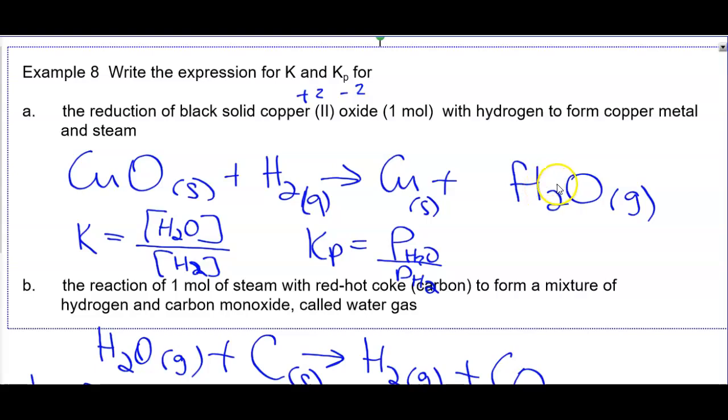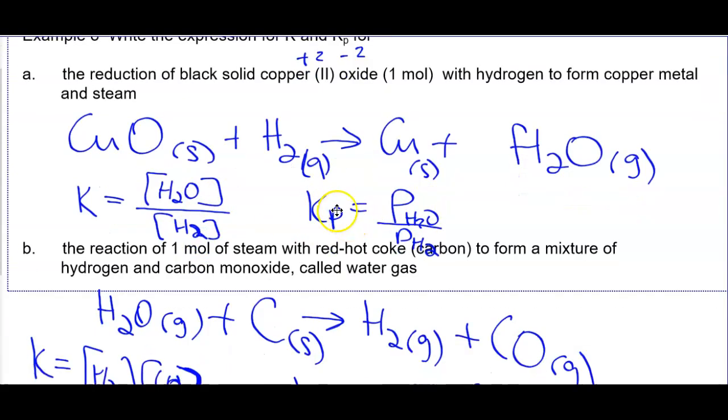Remember that I'm leaving out solids. Now, how do I know the states of matter? Well, you're going to have to use the periodic table in my classroom, which is color-coded, or look up a virtual or online periodic table to see what colors things are, or what states of matter things are. So solids wouldn't be included, and this solid wouldn't be included. So here's a K, here's a Kp. Remember the difference is square brackets versus P.